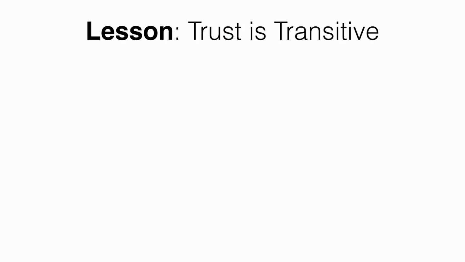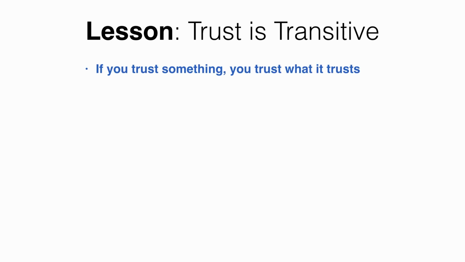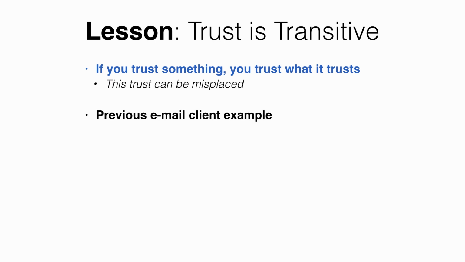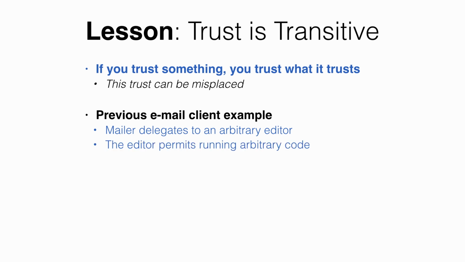An important lesson here is that trust is transitive. If you trust something, you trust what it trusts. And of course, that trust could be misplaced. In our previous email client example, the mailer delegates to an arbitrary editor, and that editor permits running arbitrary code by delegating to a shell. Hence, the mailer permits running arbitrary code. This is probably not what we had in mind.